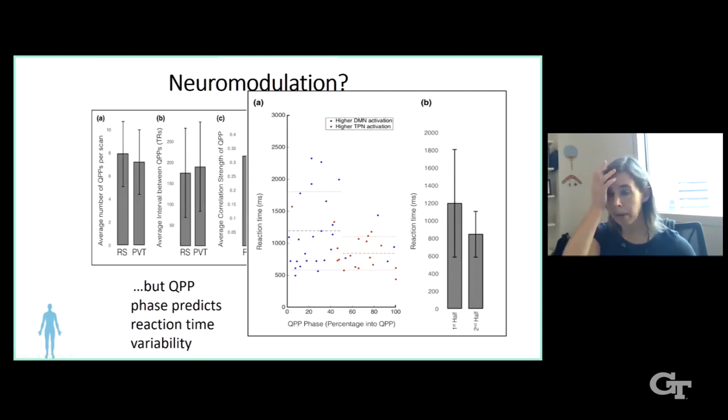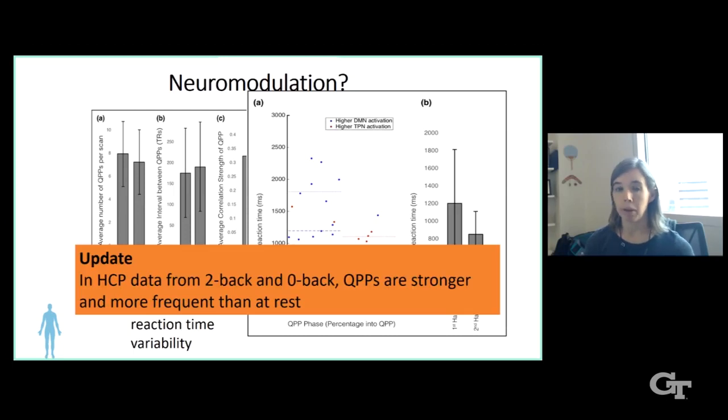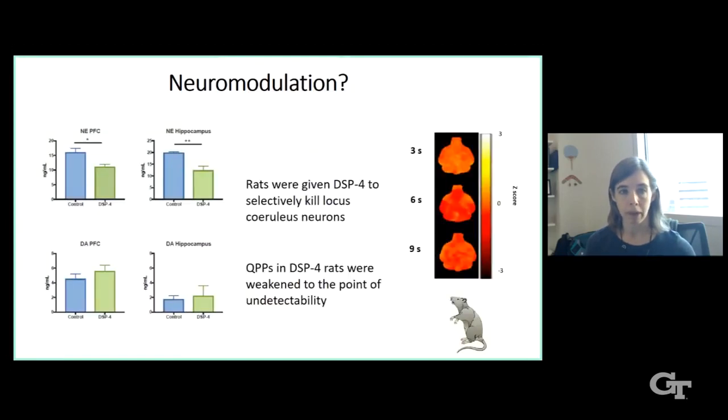And we thought maybe it's because the PVT, this task where you watch this dot and press a button, maybe it's not cognitively demanding enough. And so we did a little bit further analysis that I don't have a good figure for yet, looking at HCP data where you had to do a working memory task that made you think constantly about what you'd seen in the last image. And there we did see that the QPPs are stronger and more frequent than they are at resting state, which would be consistent with an increased level of arousal.